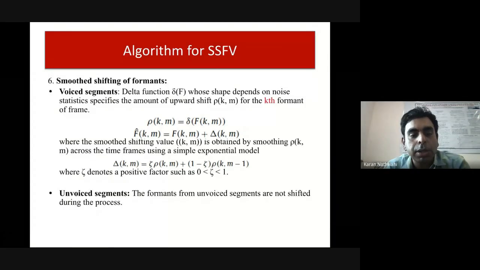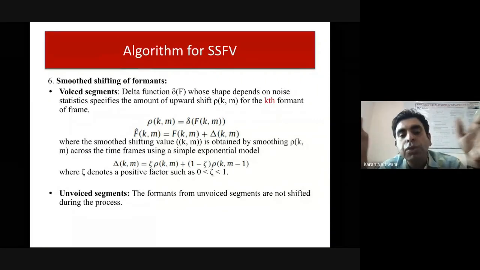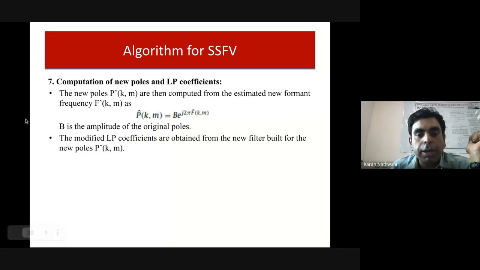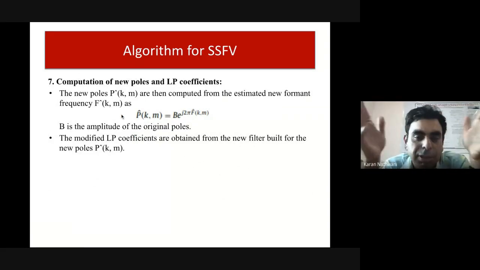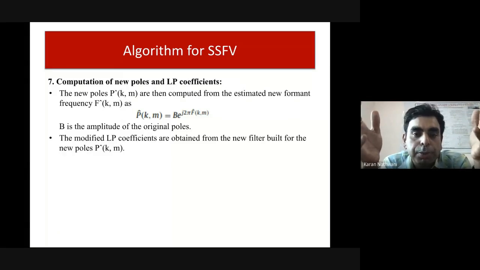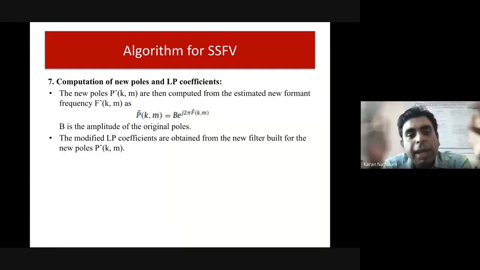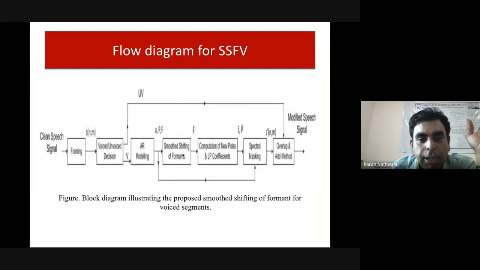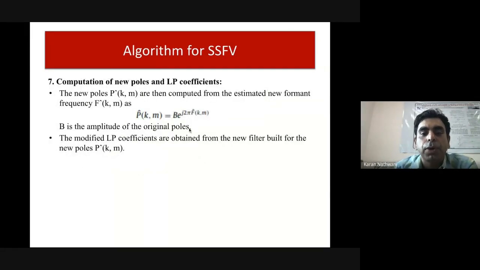Any doubt till this point? Or any clarification you need, like how the smoothing is being done? It is very simple. You just have the delta values, and then you smooth it with respect to the smoothing function. So then, having smoothed the delta function values, again we follow the same process, exactly the same as I already told here. You can see smoothing done. Then you have the new computations of the poles and the LP coefficients. So it is very simple. You may have to just follow the same process.